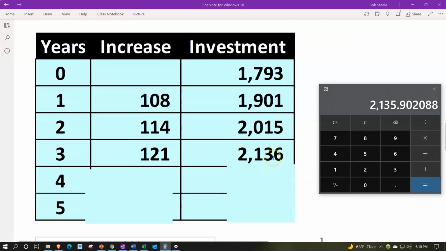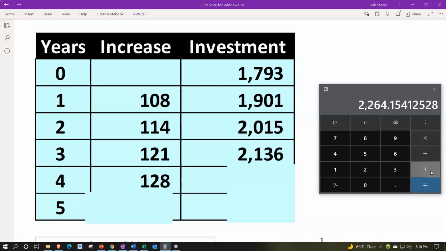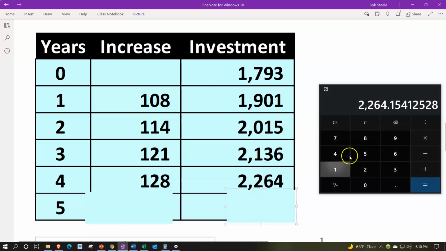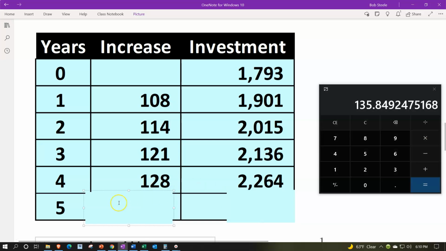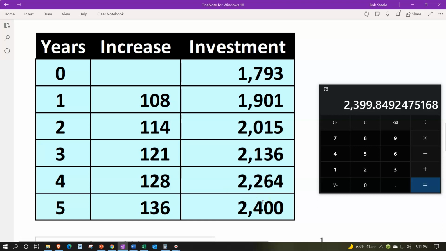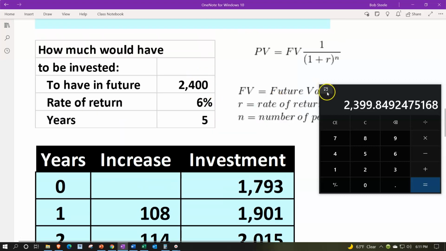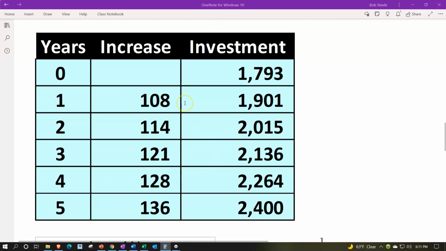Taking that times the 6%, 0.06, would then give us the 128 about. Adding that to the 2136 gives us about the 2264, and one more time times the 0.06 would give us the 135 about. Adding that to the 2264 gives us the 2,400 about, which is of course our end result, verifying that we did indeed do the right calculation, and we can see what we got in terms of the year-by-year increase.